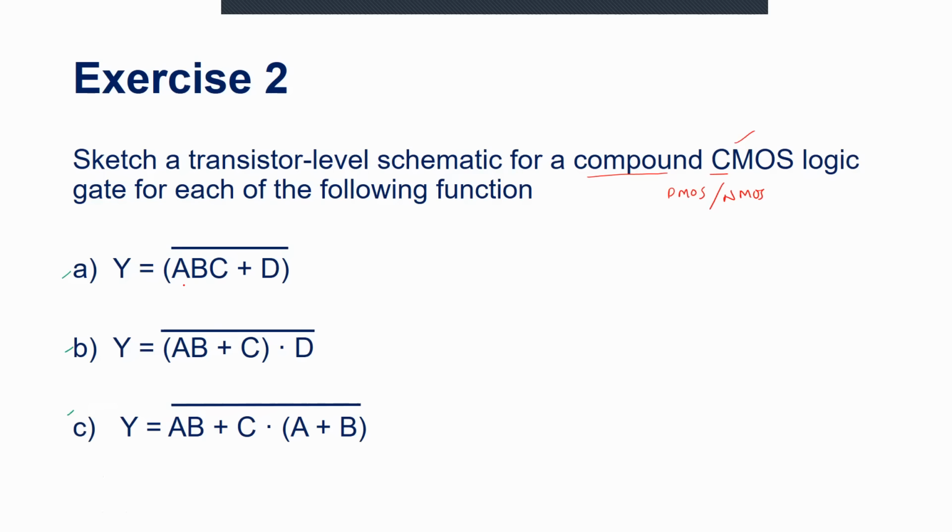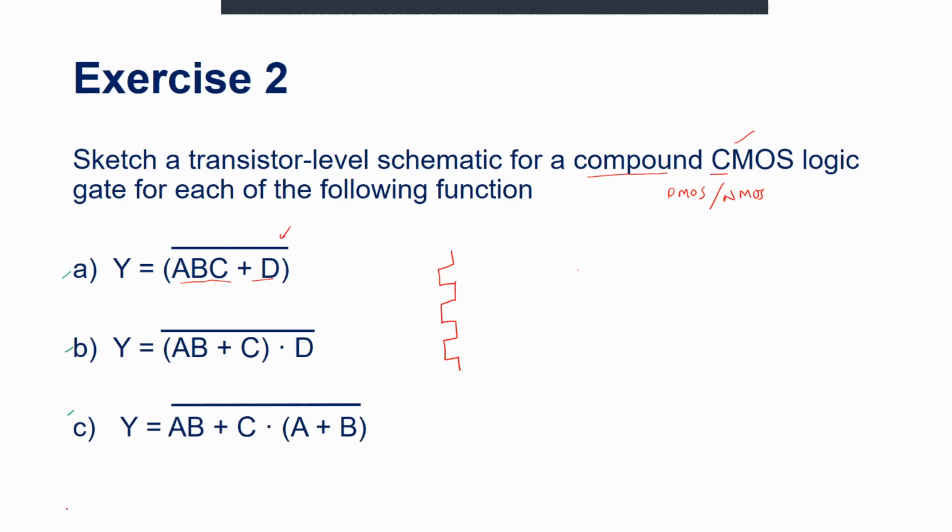We know that Y equals the complement of (A, B, C, or D). Whenever we see this complementary bar, we first form the function without the complement with the NMOS network, and then to complement it, we have the PMOS network. Let's start with this for the first function. So we have A, B, C, the 3 inputs right over here.